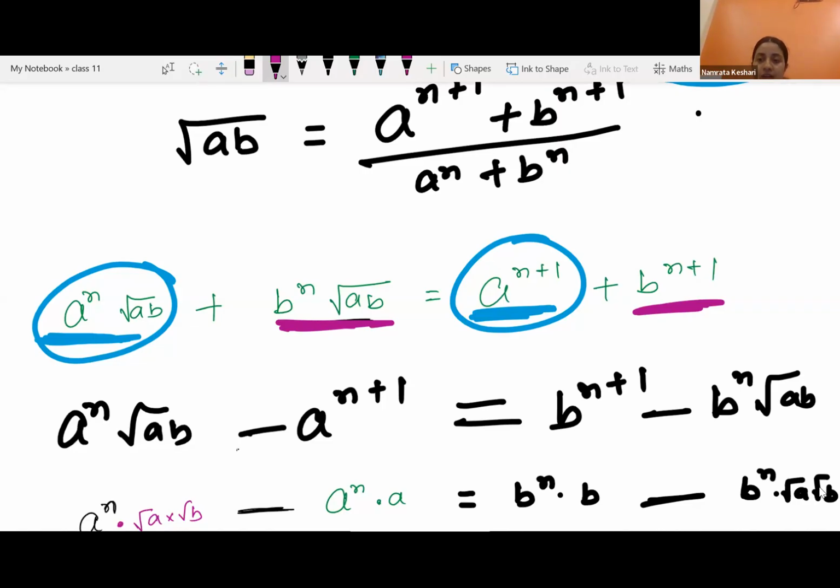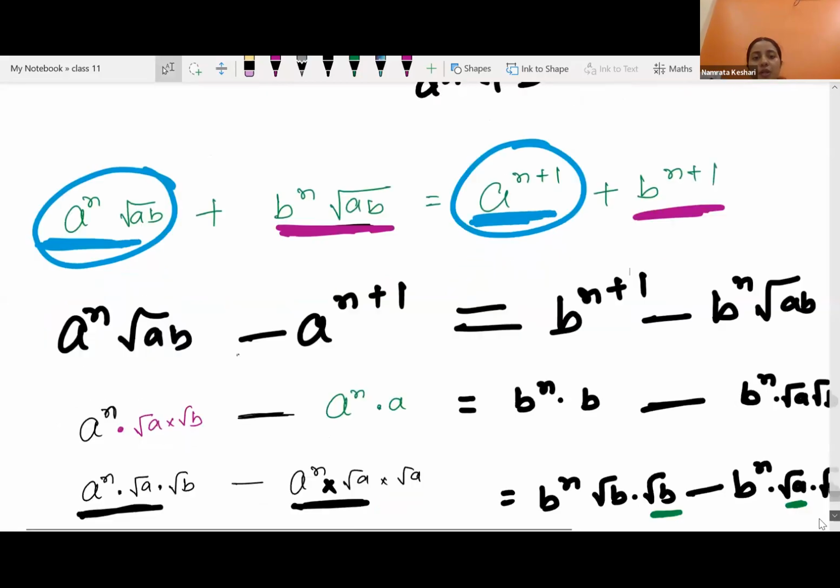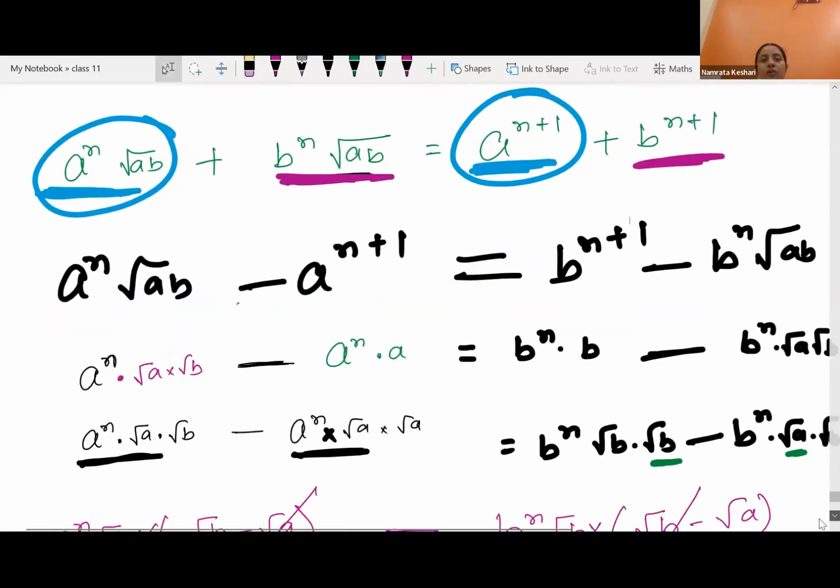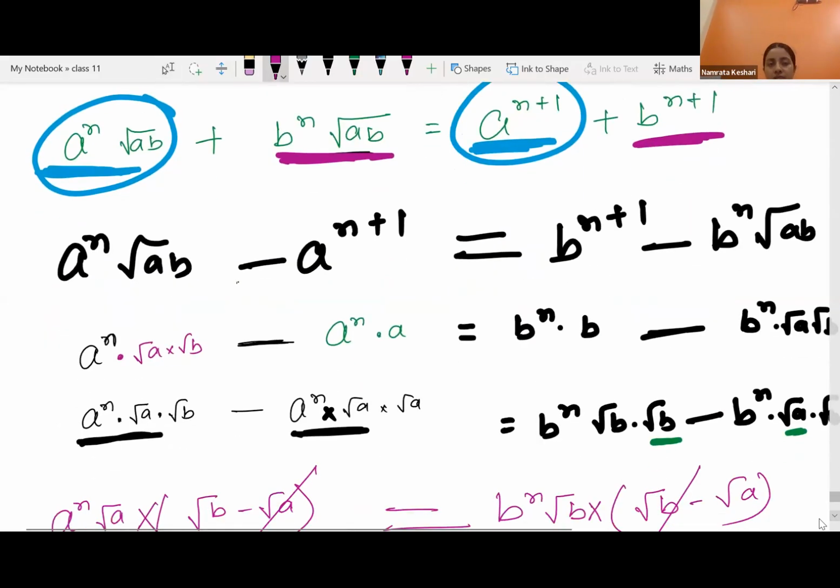Yes, ma'am. Okay, now we are proceeding. And what we are realizing over here in the next step, after keeping them together, okay, this a to the power n root ab with a to the power n plus 1, you can see in the next step we have written a to the power n plus 1 as a to the power n into a to the power 1.